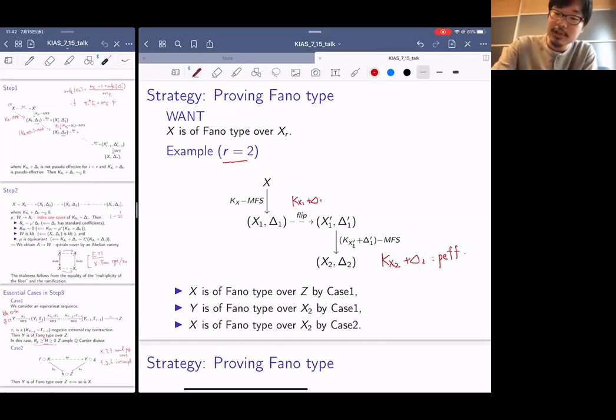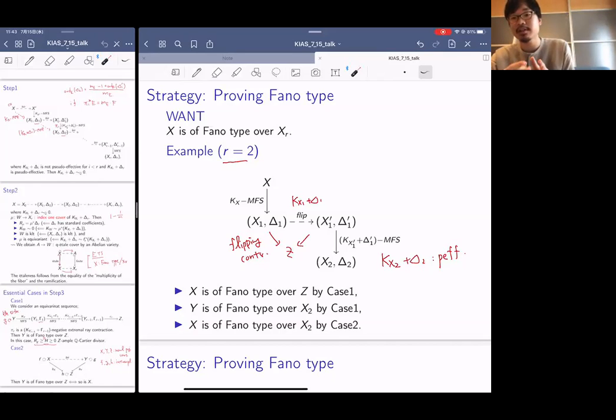In order to prove this statement, we consider the flipping contraction Z. This flipping contraction is a (K_X1 + delta 1)-negative extremal algebraic contraction. So this sequence is in case 1. So X is of Fano type over Z by case 1. And in this case, we can run any MMP for X over Z.